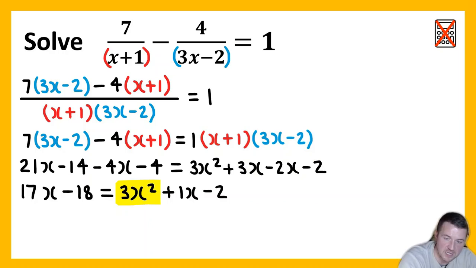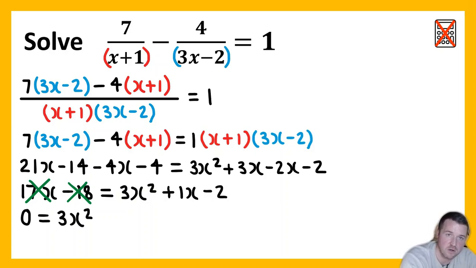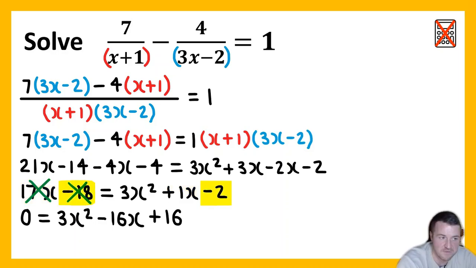We have a quadratic equation. Make it equal to 0 so we can solve. Since we ideally want to keep the x squared term positive, we can keep these terms on the right hand side whilst subtracting 17x and adding 18 to both sides to make equal to 0. That will leave me with 0 on the left hand side, 3x squared on the right hand side, 1x take away 17x will give me -16x, and -2 plus 18 is +16.